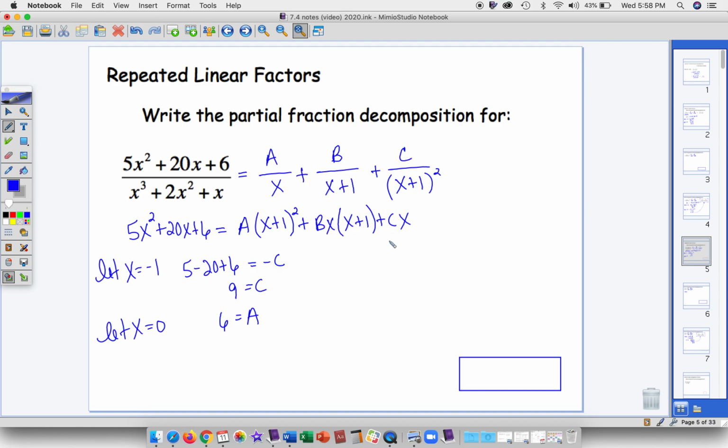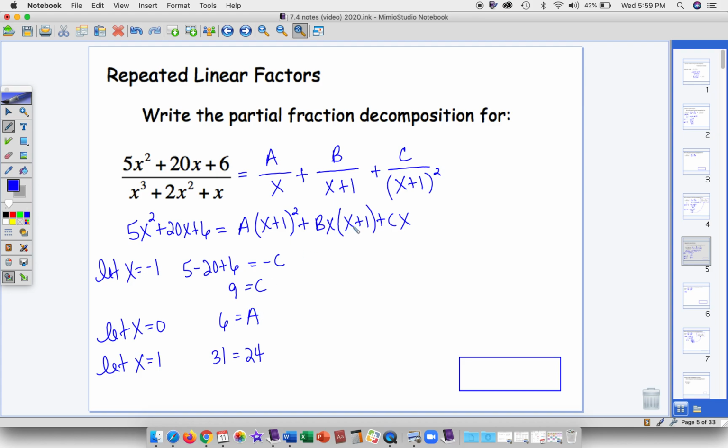So what I can do is choose any other number I want. And I can use these values of a and c in my equation. So if I let x equal 1, right, that's a nice easy number to work with. On the left, I get 5 plus 20 plus 6, or 31. On the right, okay, so I'm plugging in 1 for x, so that's 2 squared is 4, times a is 24. I'm using that value of a equal to 6.